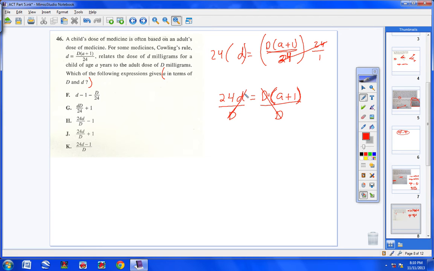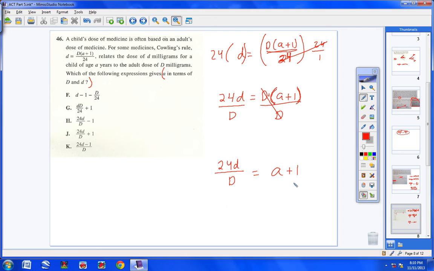Now please don't cancel these D's out. One is capital, one is lowercase, so they are not the same variable. Do not cancel them out. So now I have 24 little d all over capital D equals A plus 1.